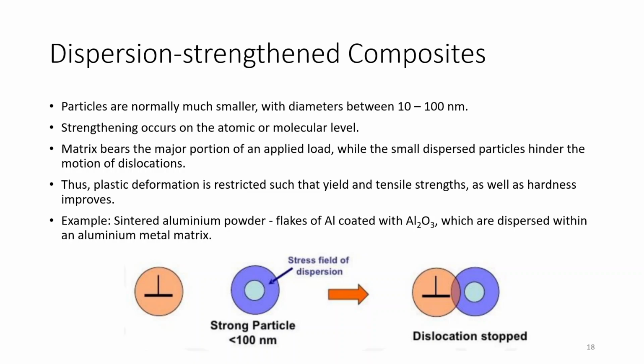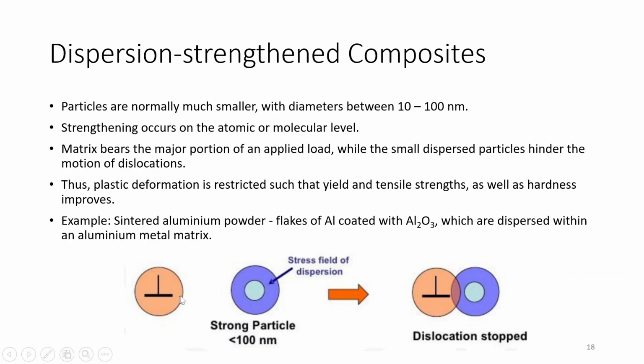Some of the examples include SAP, also known as sintered aluminum powder, which is flakes of aluminum coated with aluminum oxide, which are dispersed within an aluminum metal matrix.